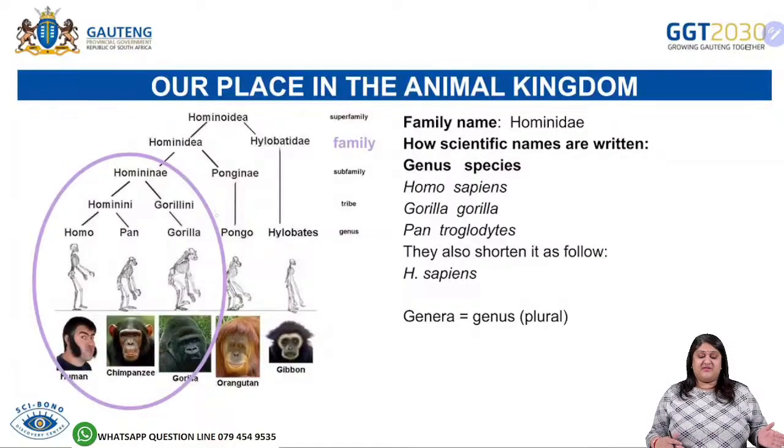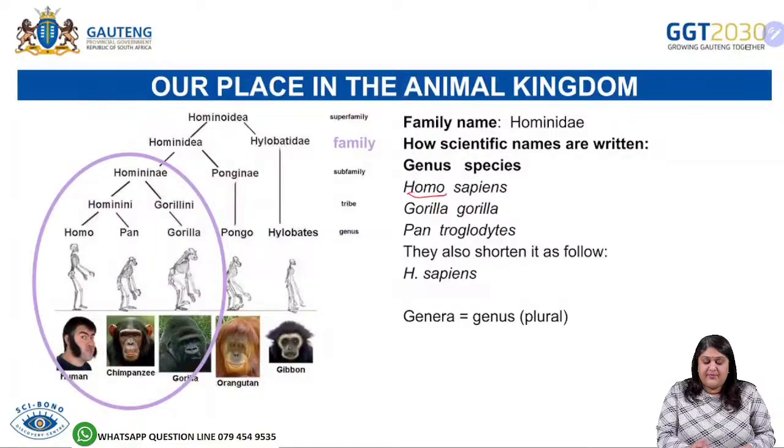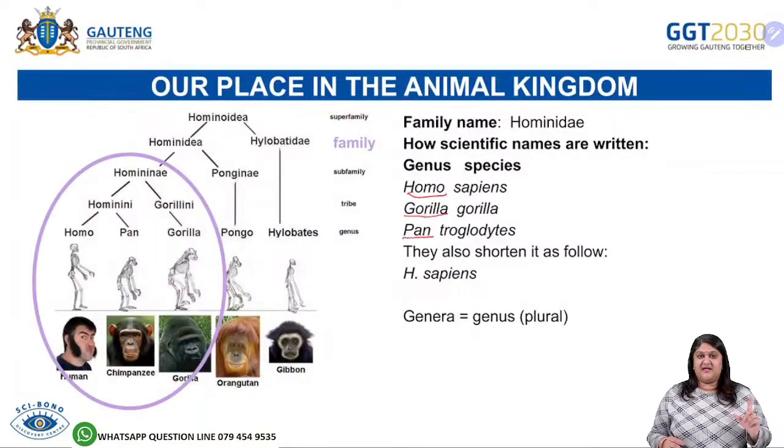Number two, we need to see that our family name is Hominidae, and our scientific names are written as a genus and a species name. Our genus name is Homo. This one is gorilla. Pan. The first word in the species name is the genus, and the second part is the species part, right? So it's Homo sapiens, Gorilla gorilla, Pan troglodytes. And when you write it, please remember that you cannot write in italics. It is typed in italics, but you will underline it when you are writing it.